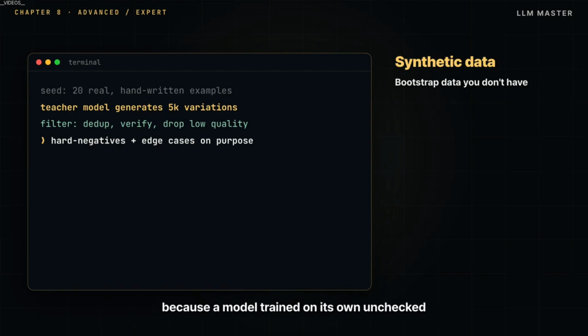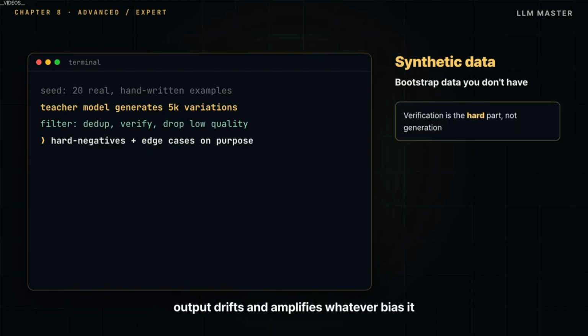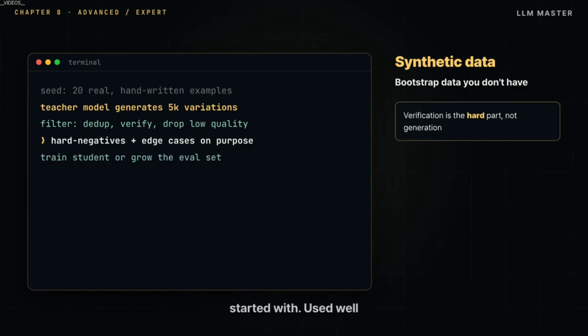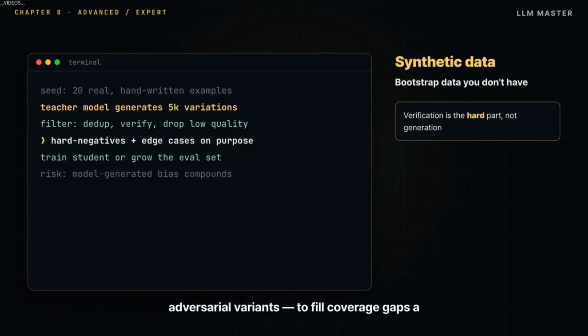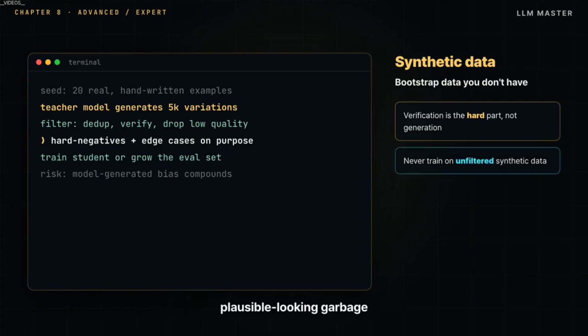Because a model trained on its own unchecked output drifts and amplifies whatever bias it started with. Used well, you deliberately prompt for the cases you're short on. Hard negatives, rare edges, adversarial variance. To fill coverage gaps a real dataset would take months to accumulate. Used carelessly, you get a confident model trained on plausible-looking garbage. Generate freely. Trust nothing until it's verified.